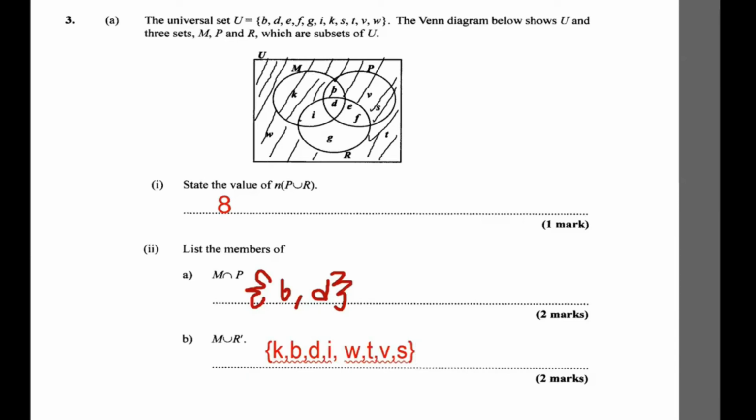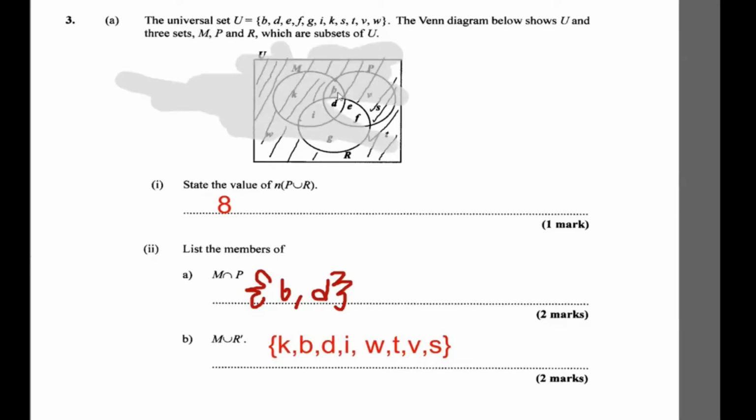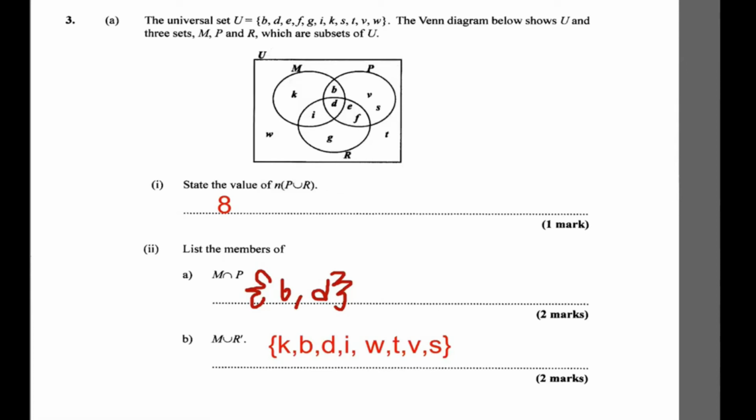Hope we all get this one. This one can be quite tricky because we have to remember that union means everything together. He wasn't asking for intersection. Union means everything together, meaning first thing, just list out everything in M. Everything in M is this. After you list out everything in M, you're good.